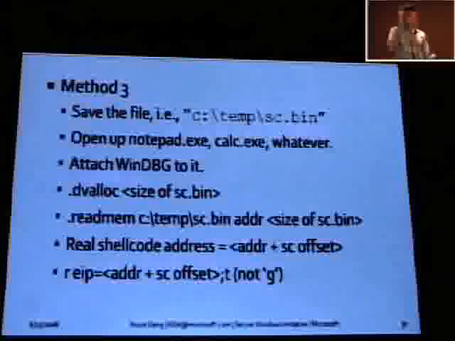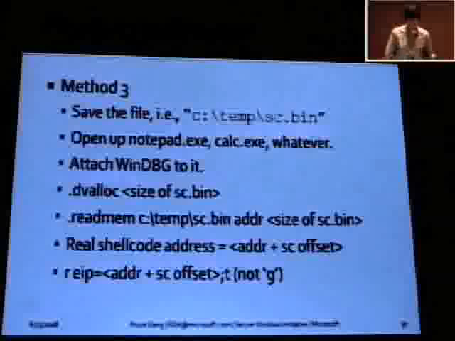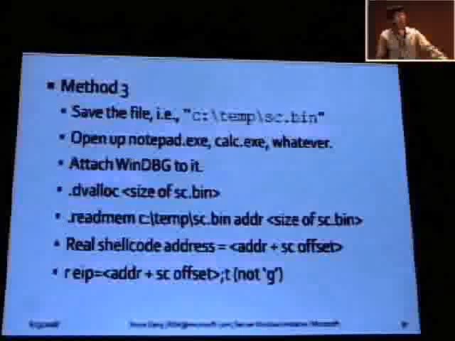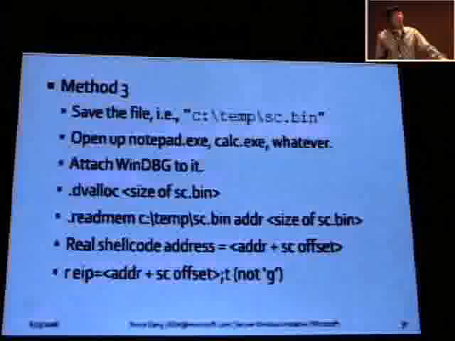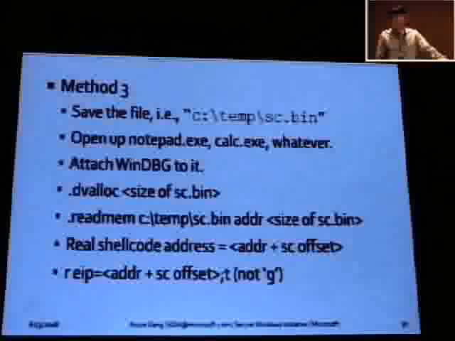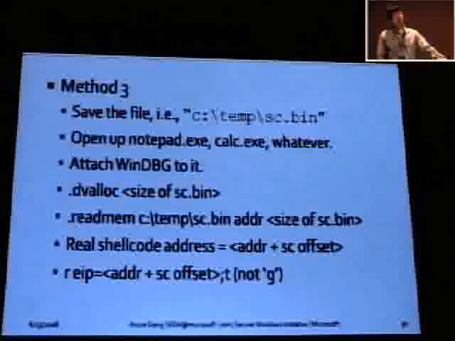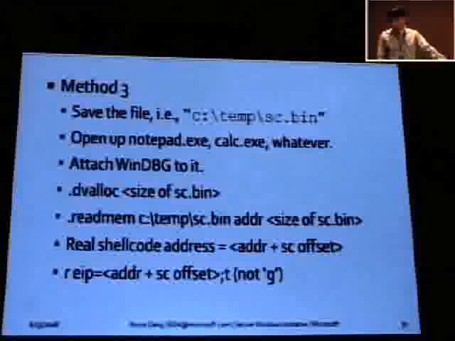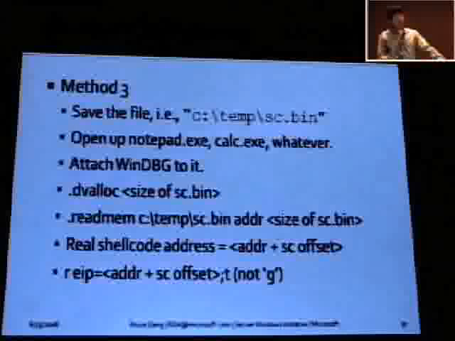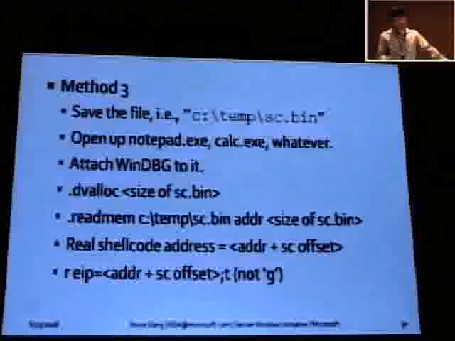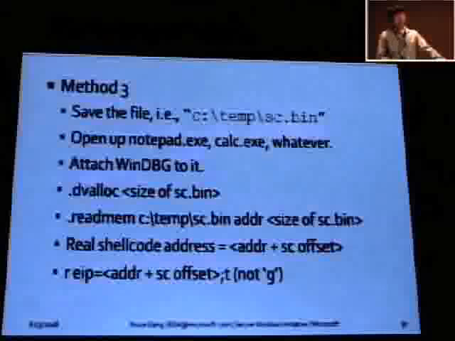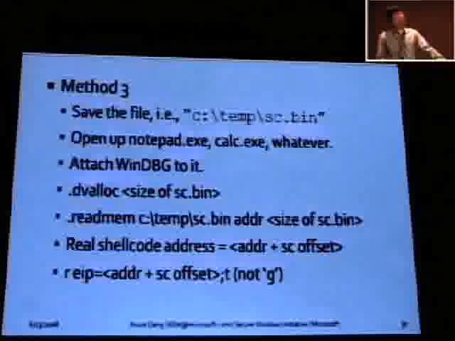So what VirtualAlloc does is allocate a block of memory with read, write, and execute permission. And then ReadMem is kind of obvious. It reads the content of a file into a block of memory. So what you do is you figure out how large this file is, you allocate a block of memory to store that, and you read the file into that block. And then you figure out what the shellcode is, and you set the EIP to that, and then you can single step.